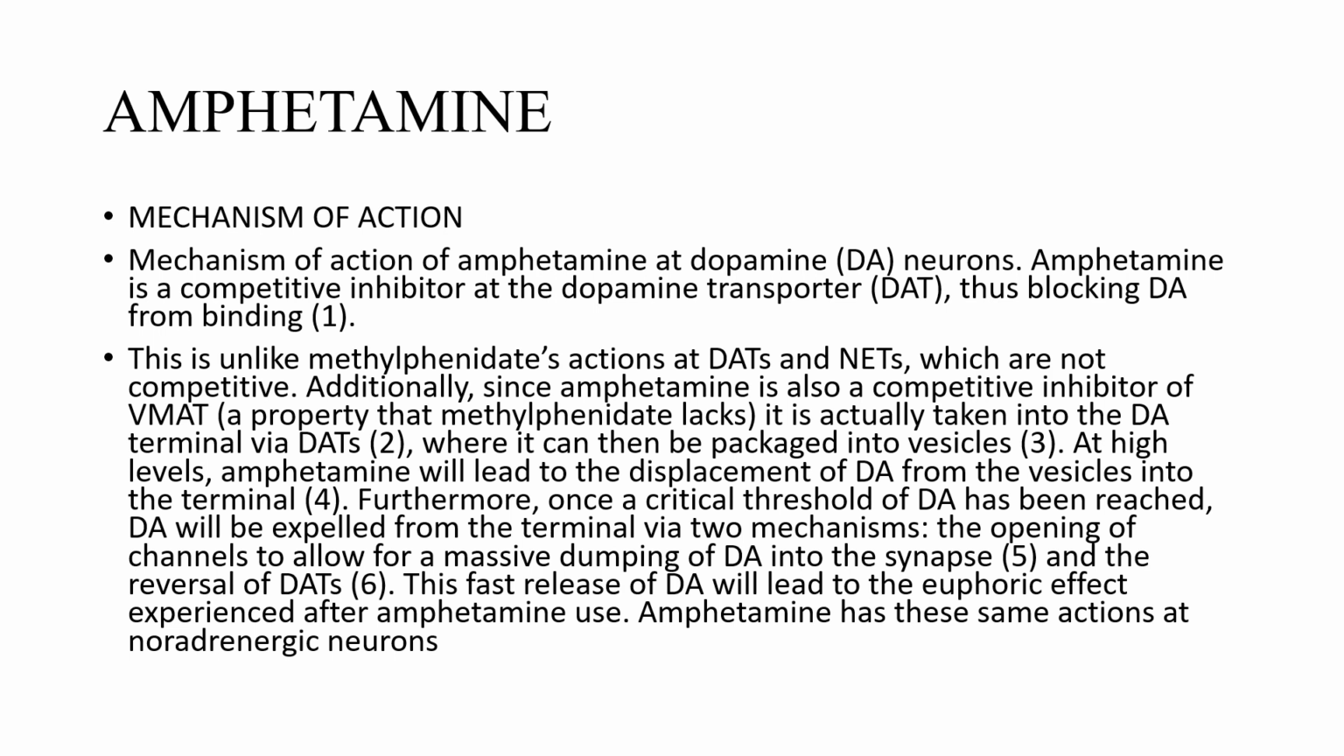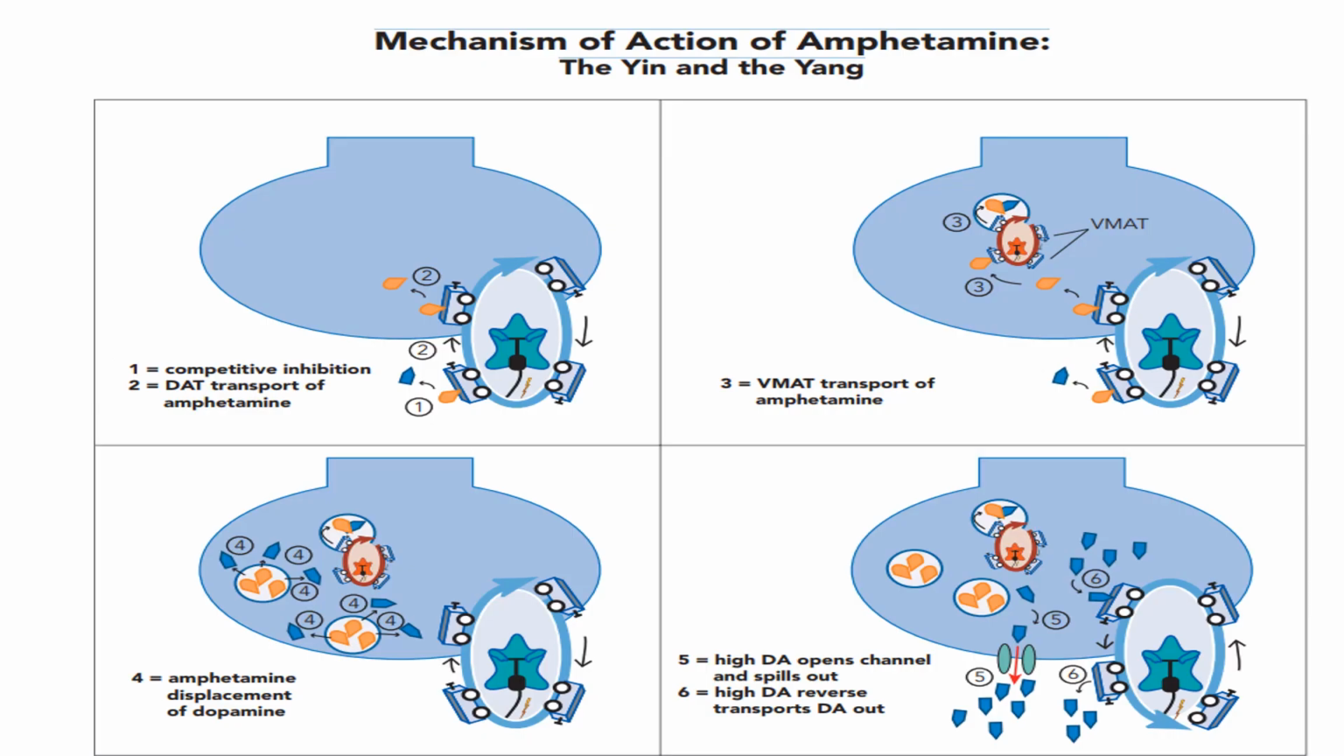Amphetamine is actually taken into the DA terminal via DATs, again the dopamine transporters, where it can be packed into vesicles. At high levels, amphetamines will lead to the displacement of dopamine from the vesicles into the terminal. Furthermore, once a critical threshold of DA has been reached, DA will be expelled from the terminal via two mechanisms. I will help you understand this slide in the next slide by the diagrammatical presentation.